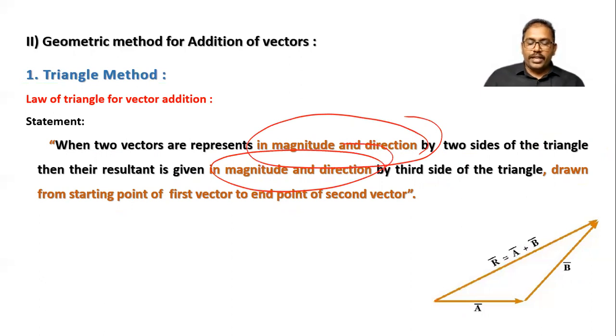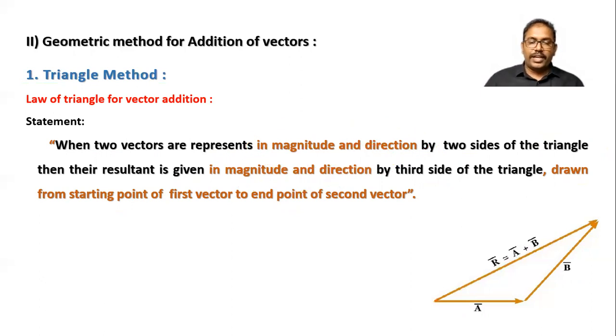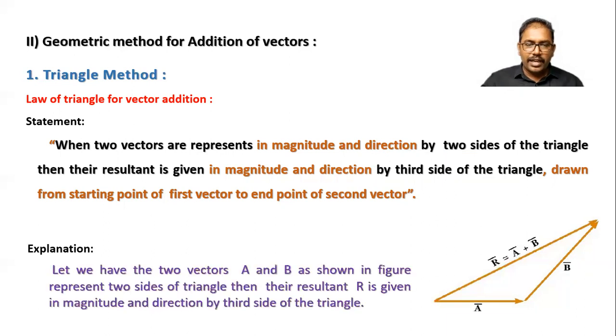I hope everyone understood this law of triangle method. You can remember the statement very easily. A question may be asked in the examination: state and explain the law of triangle. So you have to write this statement, and the explanation you can write by this diagram. If vectors A bar, B bar shown in the figure represent two sides of a triangle, then the resultant R bar is given in magnitude and direction by the third side of the triangle. The same thing we elaborated here in the explanation.